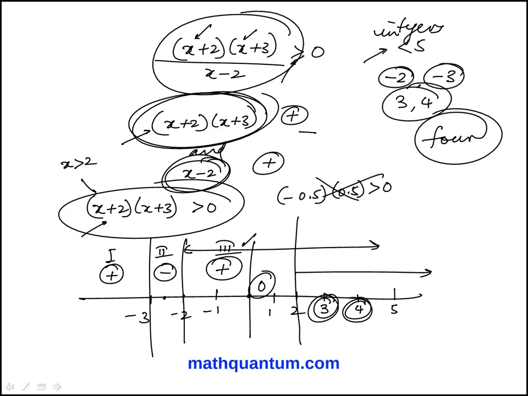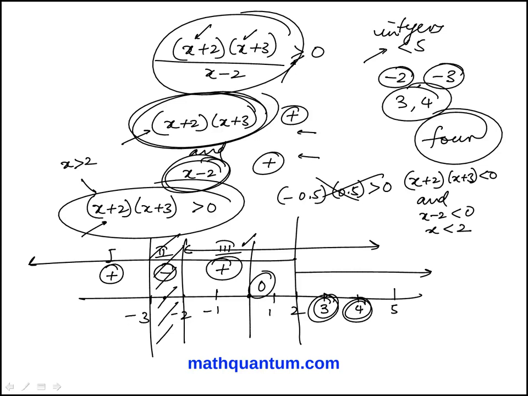The other case is when they're both negative. x plus 2, x plus 3 is negative. And x minus 2 is negative. So the negative region is here. And this means x is less than 2. So that's basically this region, but there is no integer value between minus 2 and 3. So this doesn't give me any integer solutions.